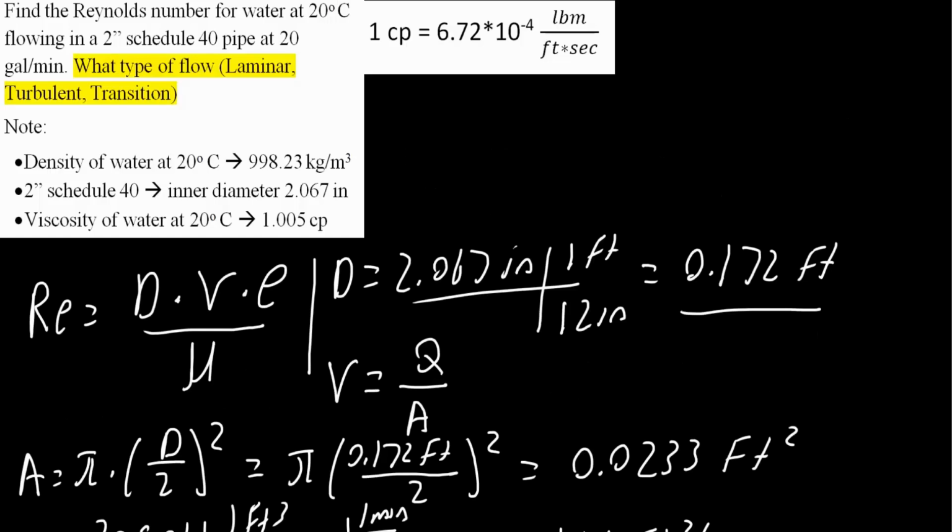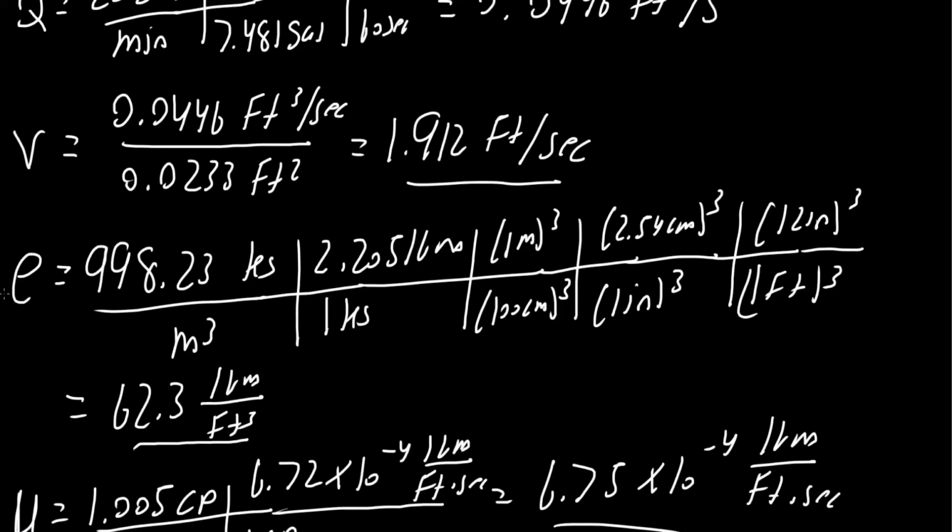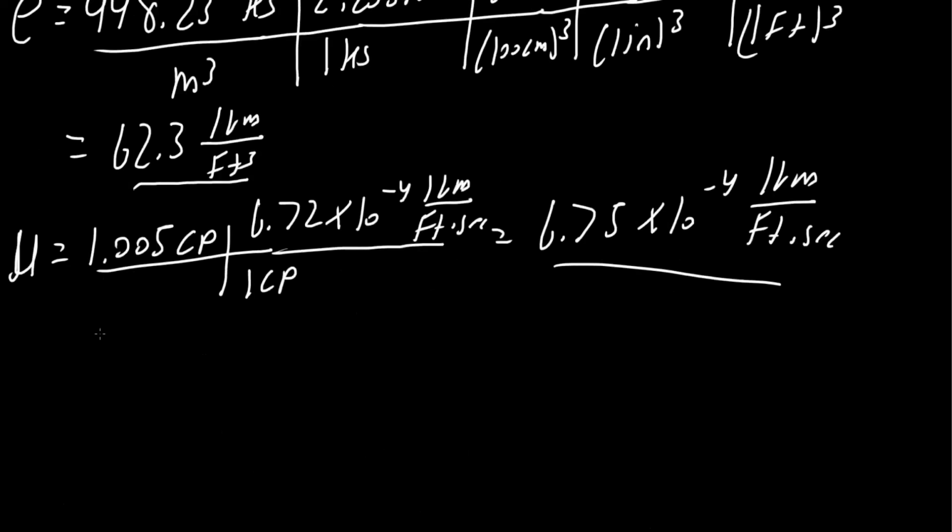So a recap: Reynolds number is equal to this formula right here. D is equal to 0.172 feet, V is equal to 1.912 feet divided by seconds, density is equal to 62.3 pound mass divided by feet cubed. Finally, viscosity is equal to 6.75 times 10 raised to negative 4 pound mass divided by feet times seconds. Now we will use the formula: Reynolds number is equal to D times V times density divided by viscosity.